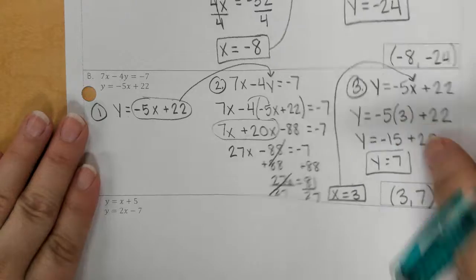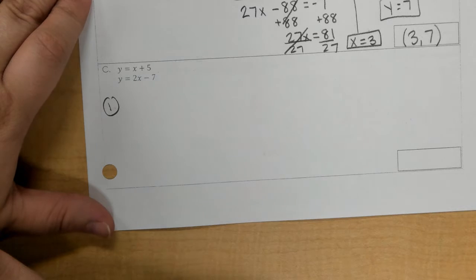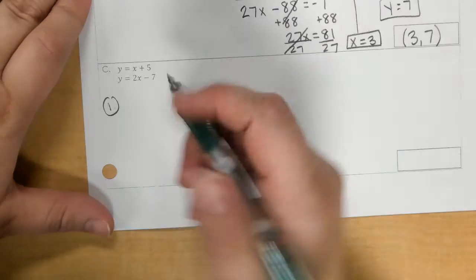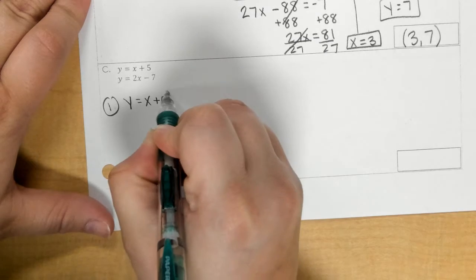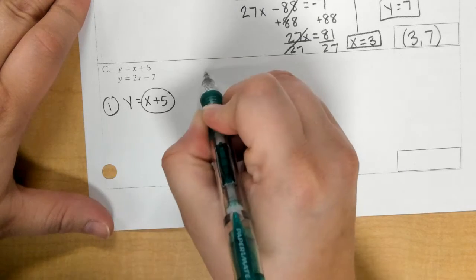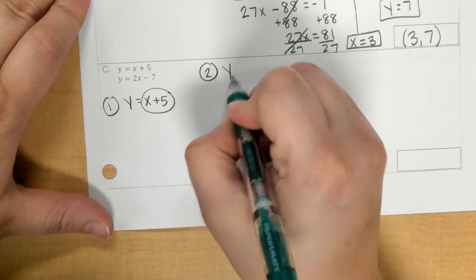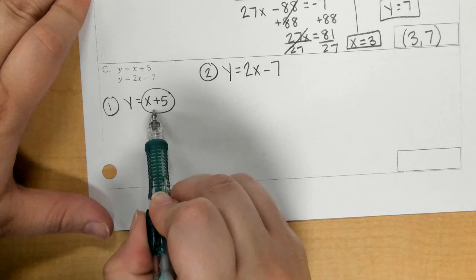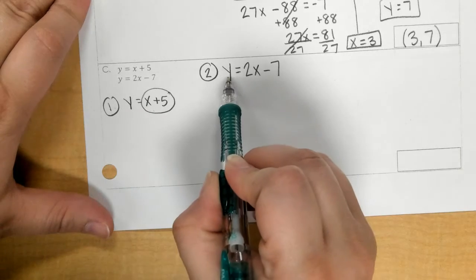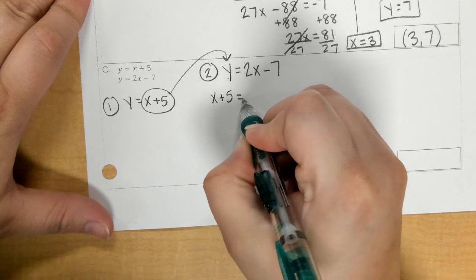Okay, the last example, here, step 1. Find an equation with x or y by itself. And so here you have either, right? You can pick either one. So I'm just going to use the first one. Y equals x plus 5. This is the expression that equals y. Step 2, I use the other equation. I plug the expression that equals y into y over here. So I have x plus 5 equals 2x minus 7.